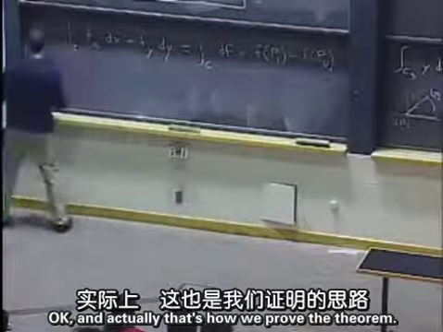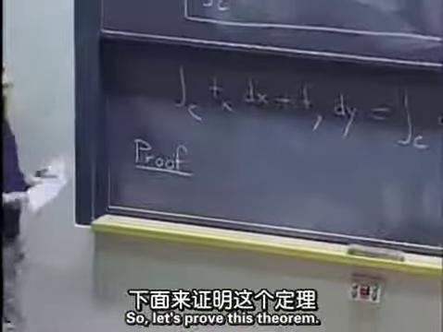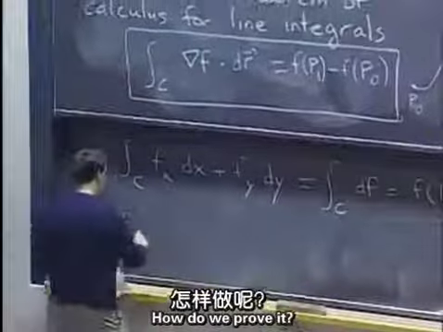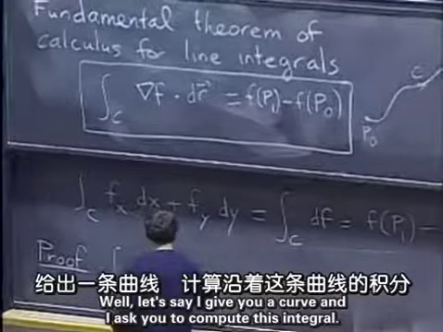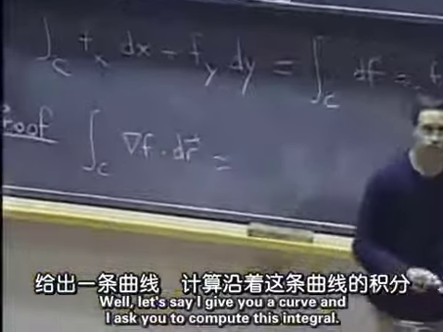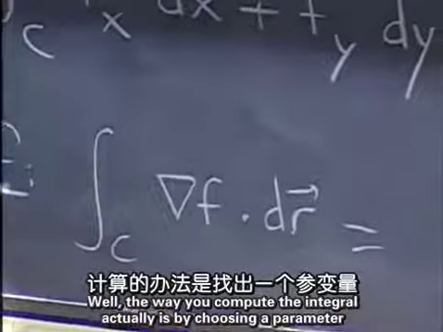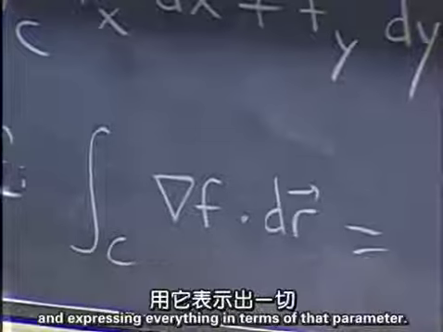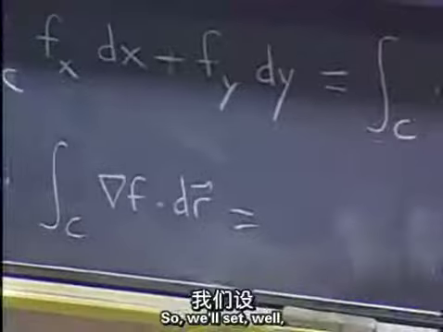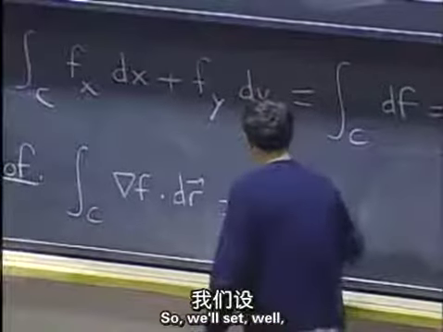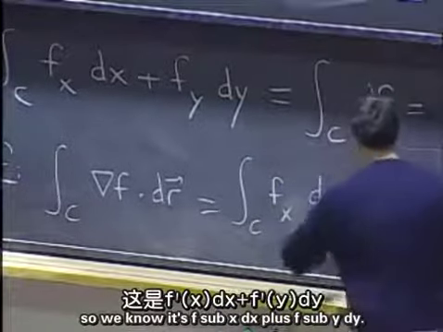And actually, that's how we prove the theorem. So let's prove this theorem. How do we prove it? Well, let's say I give you a curve, and I ask you to compute this integral. How will you do that? Well, the way you compute the integral actually is by choosing a parameter and expressing everything in terms of that parameter. Okay, so we know it's f sub x dx plus f sub y dy.